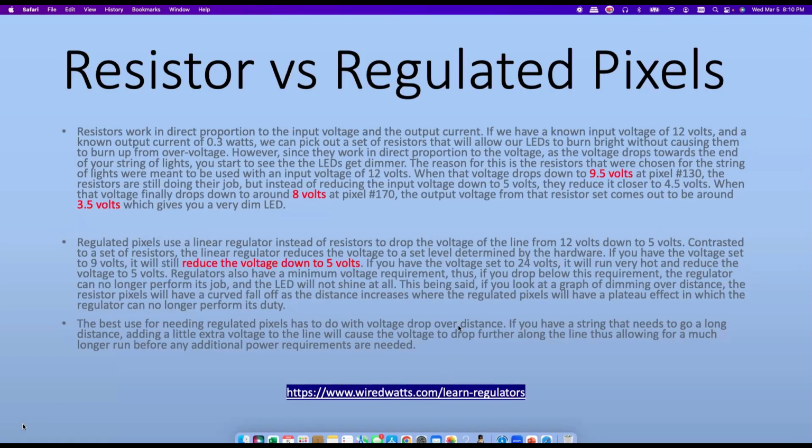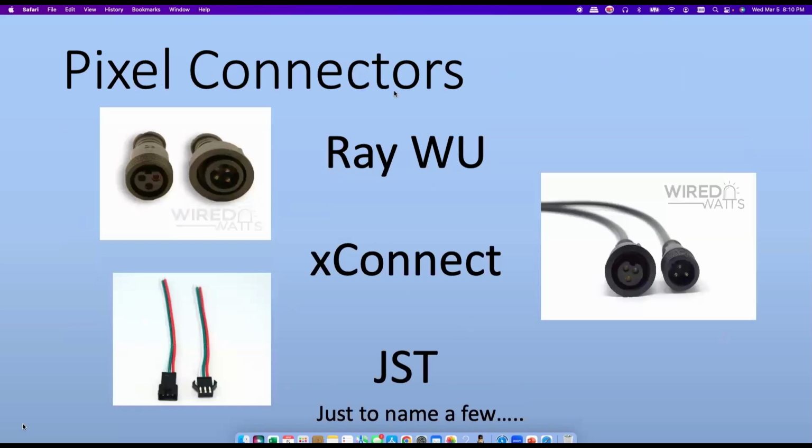Okay. So people talk about different types of connectors. There's RayWoo, XConnect, and JST. I use RayWoo and JST. I used JST when I started because it was available on Amazon when I started learning this stuff. And I'm still using JSTs on my house outline. They work. They don't stop working. I just sealed them up when I put them up, so they've been working fine for as long as I've had them up.